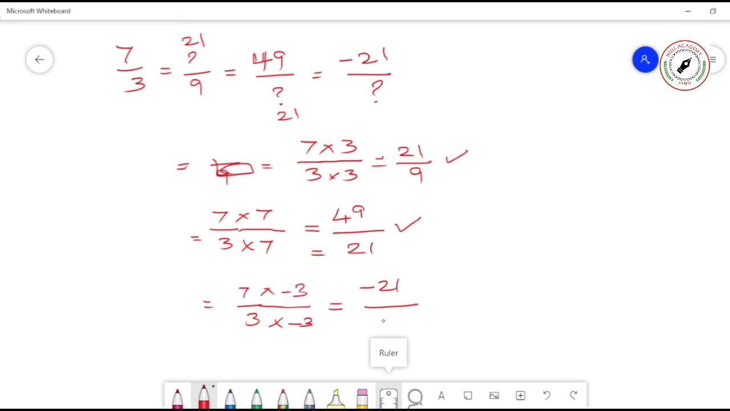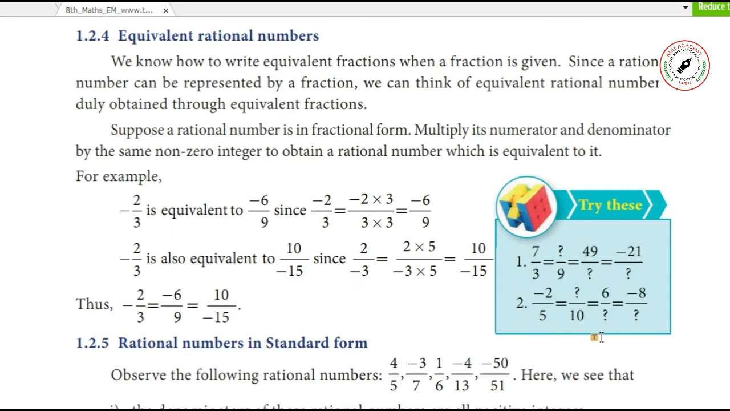Multiply 9 by minus 3, minus 9. That's all. So here you have to put minus 9. Correct? 21 by 9, 49 by 21, minus 21 by minus 9. Okay? This is the way you have to do.